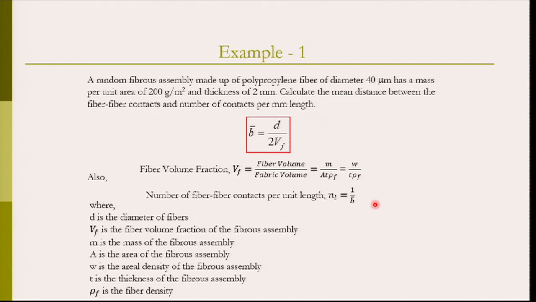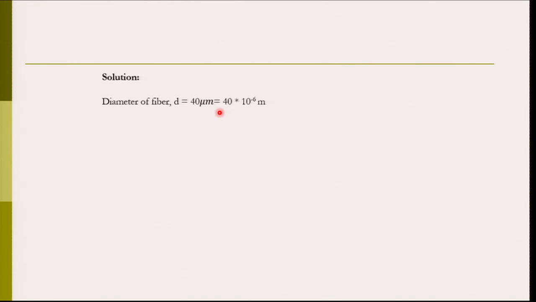Now, we are ready to solve this problem since we have all the required formulas. So, now we change all the units into SI units. So, the diameter of the fiber would become 40 into 10 raised to minus 6 meter. We also know the density of polypropylene fiber, which is rho f, which is 910 kg per meter cube.